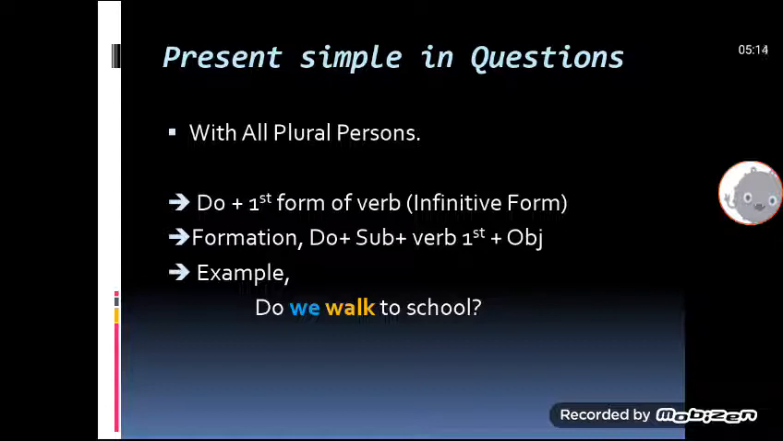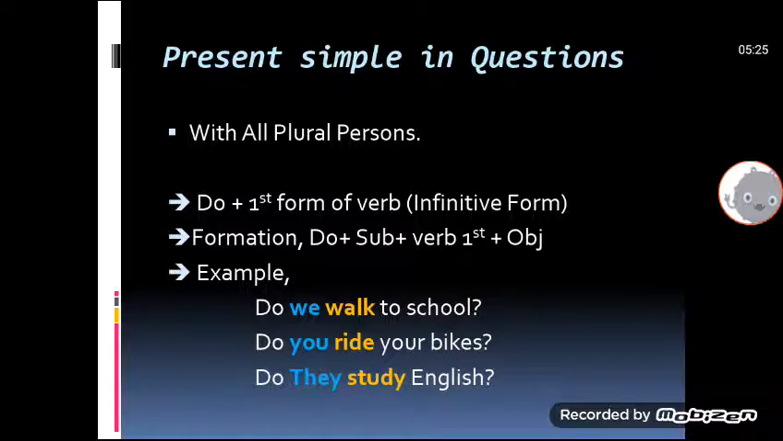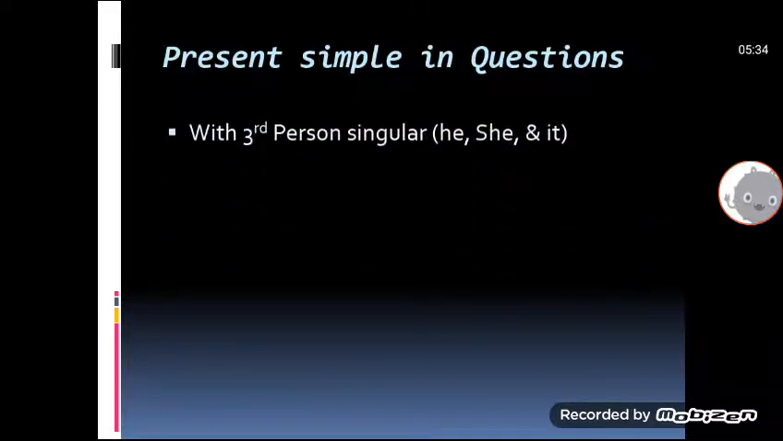We, first person plural. Yes. Do you ride your bikes? Yes. You, second person plural. And do they study English? Now you can see they, third person plural. Do. Clear?